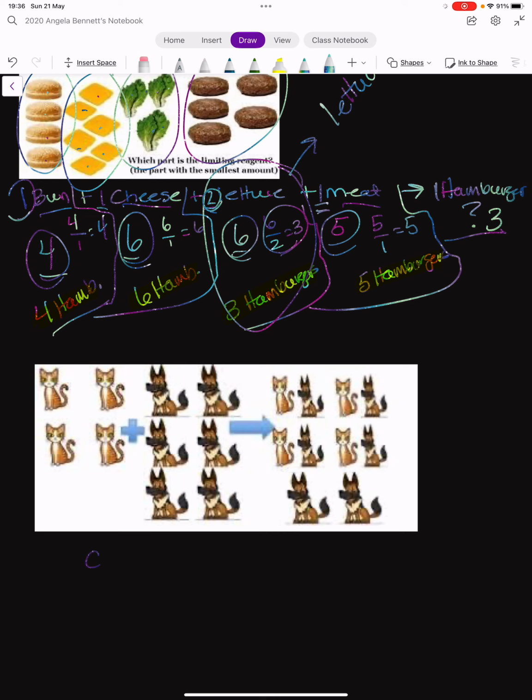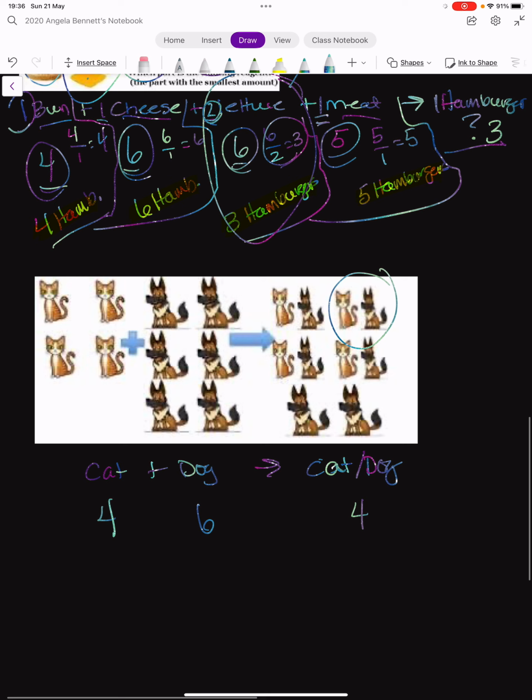So we have a cat and we have a dog, and then we will have a pair of a cat / dog. So there'll be a partnership. So in this particular scenario, I have 4 cats and I have 6 dogs. So the question is, how many cat-dog pairs can I make? And the answer is going to be, really quickly, you guys know that the answer is 4. Because I need 1 cat for every 1 dog, and that will give me 1 cat-dog pair.